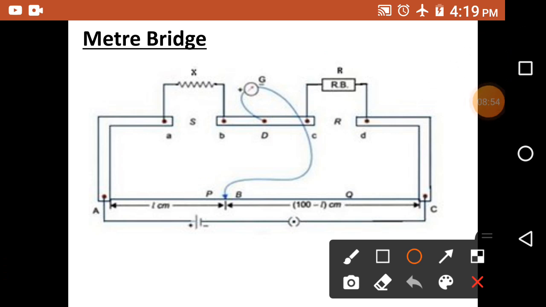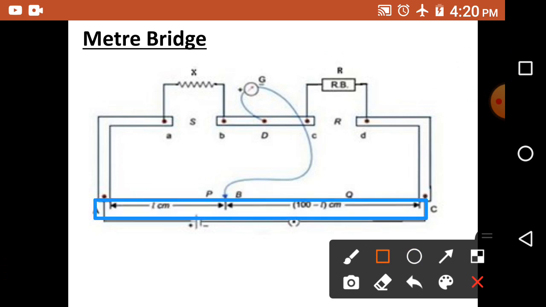The meter bridge. The meter bridge is an application of the Wheatstone's network. It is called a meter bridge because it consists of a very important resistance wire which is 1 meter in length. Let's see the construction of this meter bridge.